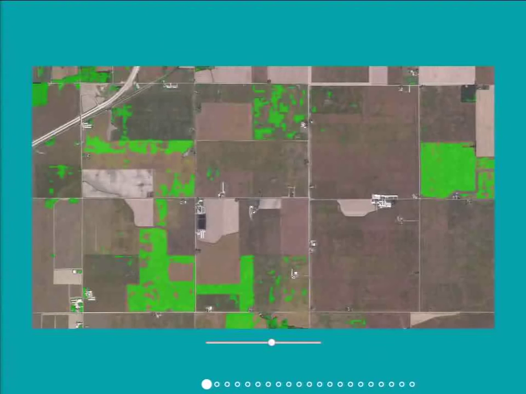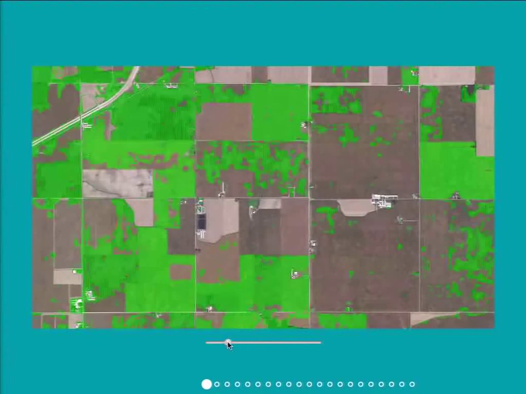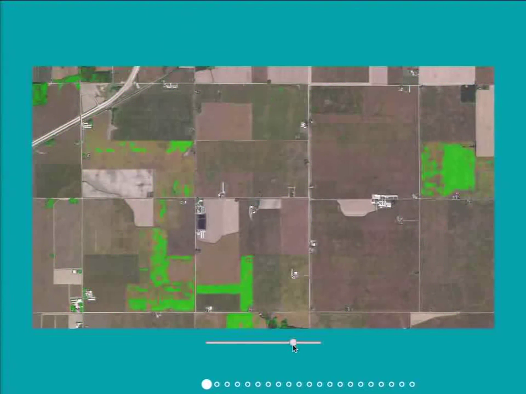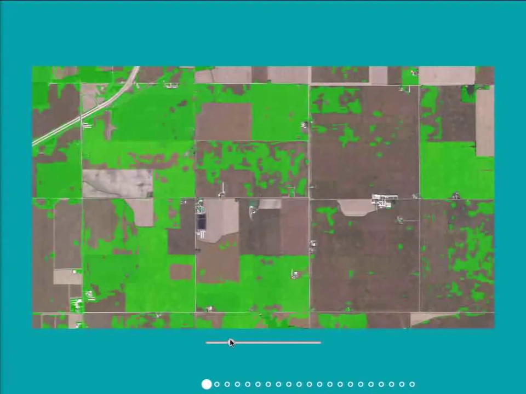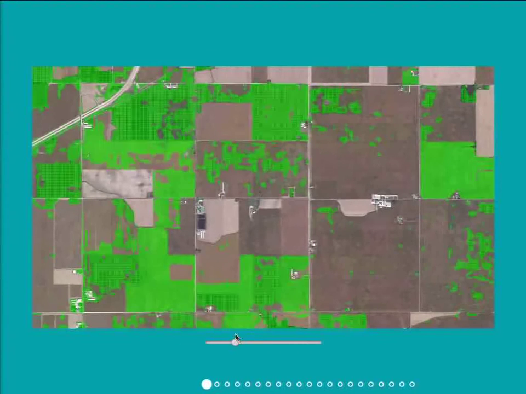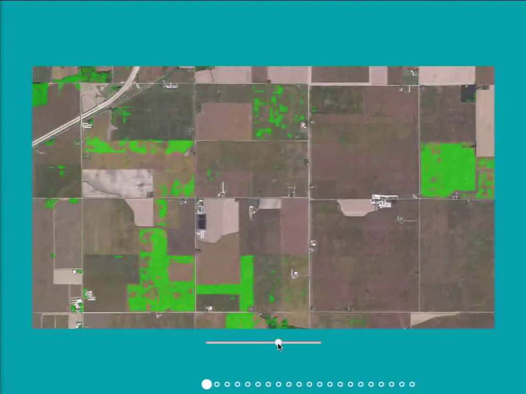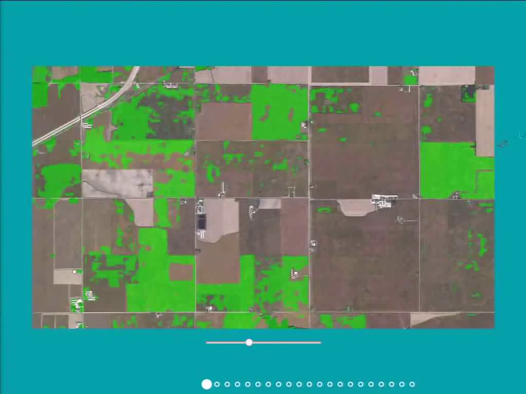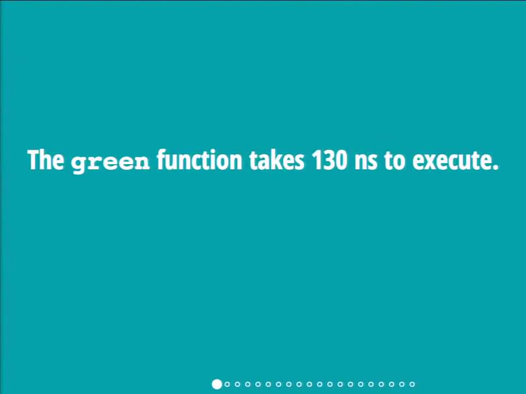So we've already seen this sort of thing running. In this case, I've got a little slider here that lets me change that threshold or the tolerance level, and I'm rerunning those operations each time I'm moving this slider. So this is a pretty simple application. There's not a whole lot going on here, but I might be upset by how slow this slider is responding to my touch. And the problem is that green function takes about 130 nanoseconds to run.